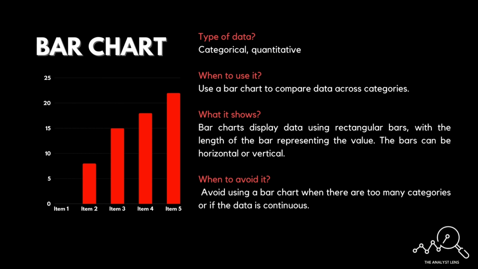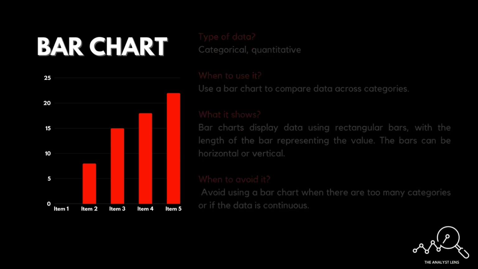They are basically avoided when there are too many categories or if the data is continuous. For example, they are used in comparing sales by product, website traffic by sources, and customer satisfaction by region.